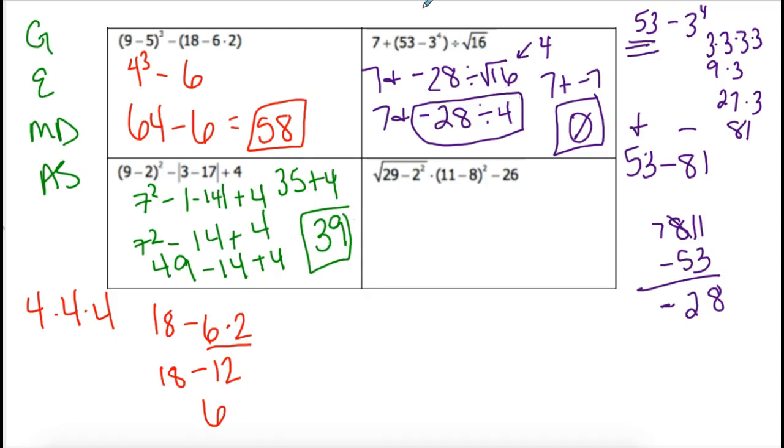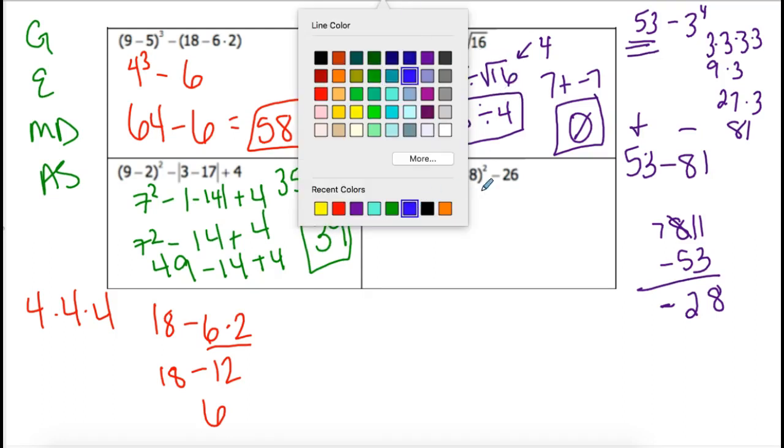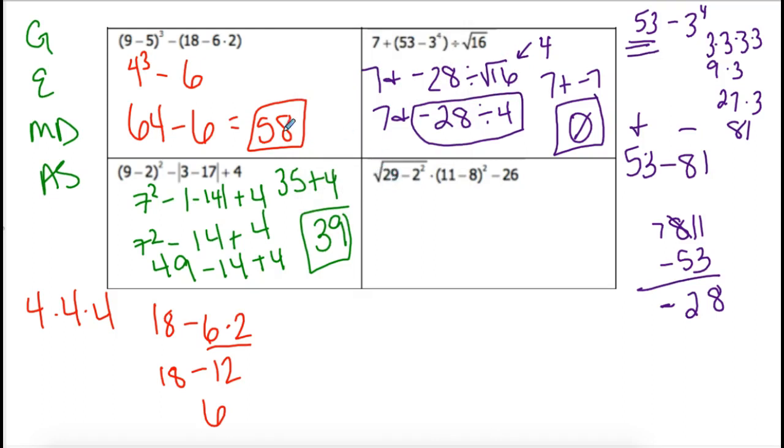Okay, we look at the next one. Let's go ahead and do the G in GEMDAS first. So G can be parentheses, brackets. It can be a square root. It could be a fraction. Lots of options here. So this is actually considered a grouping.